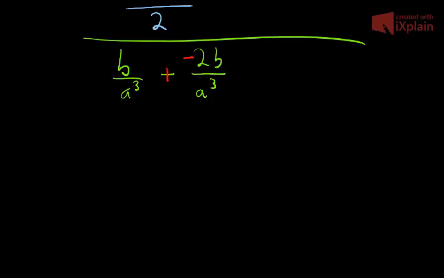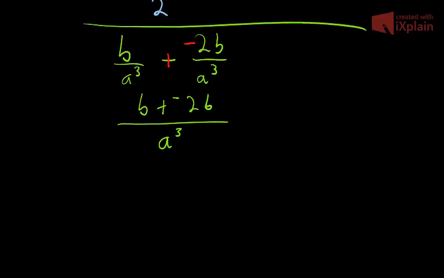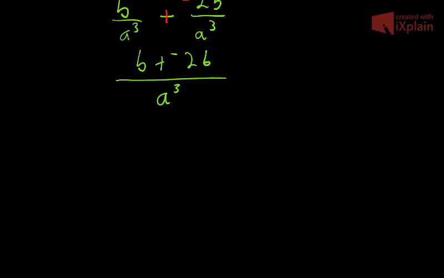What I can do now is, if we are adding fractions with the same denominator, I just keep the denominator. So that's a cubed, stays the same. And on top is where I do the addition. So now this is going to be b plus negative 2b. And b plus negative 2b is going to be negative b divided by a cubed. And that is how we simplify that rational expression.